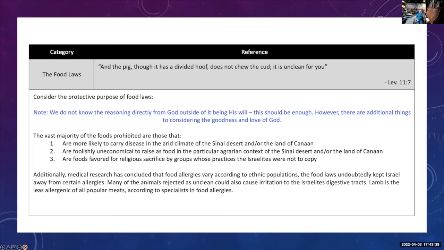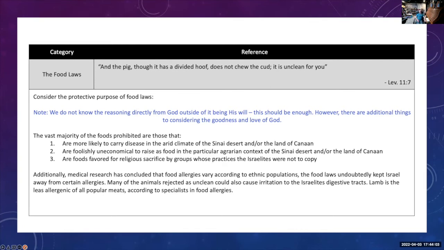And then we throw in, additionally, medical research has concluded that food allergies vary according to ethnic populations. The food laws undoubtedly kept Israel away from certain allergies. Many of the animals rejected as unclean could also cause irritation to the Israelite digestive tracts. Lamb is the least allergenic of all popular meats, according to specialists in food allergies.